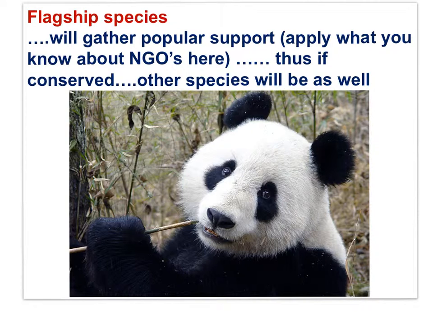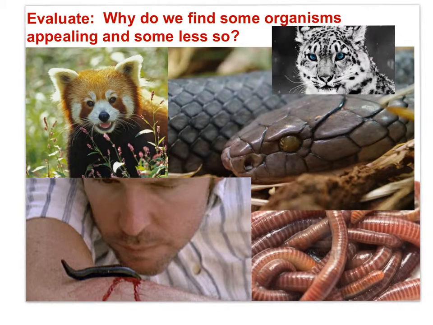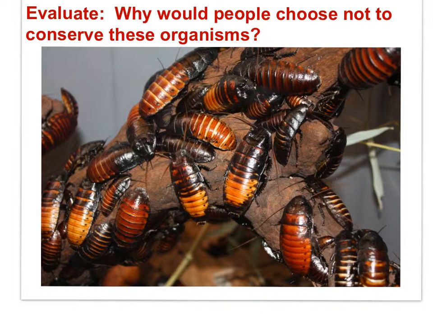If NGOs can raise funds using flagship species, other species might also be conserved. Why do we find some organisms appealing, like the red panda, that might be a flagship species, and some less so? And how do our cultural preferences influence the species that people decide to conserve? Information about species is often incomplete, especially on the less conspicuous species. Why would we not protect these organisms if they were rare?